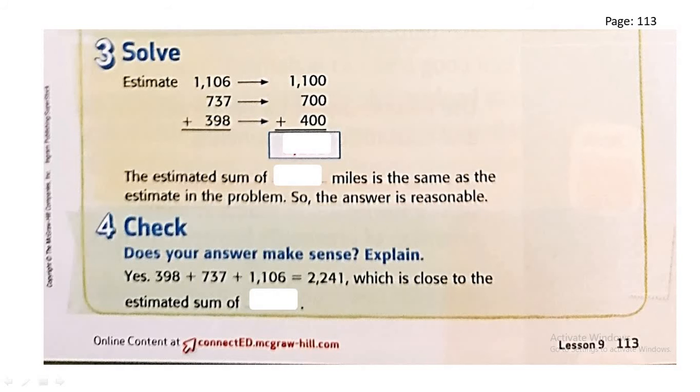Okay. The last step is to solve now, the third step is to solve. Okay, we said that we will estimate the sum. We have three numbers, so we will estimate these three numbers or round them. Since the greatest place value for these numbers is hundreds, we will round all of these addends to the nearest 100. Okay, so this addend will be rounded to 1,100, and the second one will be rounded to 700, and the last one will be rounded to 400.